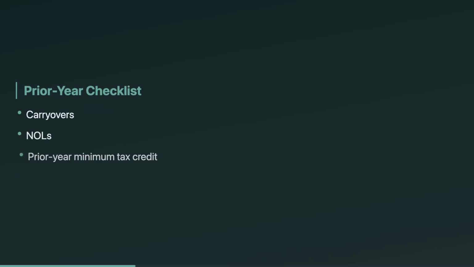Start with the prior year return. A preparer is expected to review it for compliance, accuracy, and completeness, but the exam angle is simpler. What items flow into the current year? Look for carryovers like capital loss carryovers, charitable carryovers, and credit carryovers. Also watch for net operating losses, prior year minimum tax credit, and anything tied to depreciation and asset basis. Those don't reset each January.